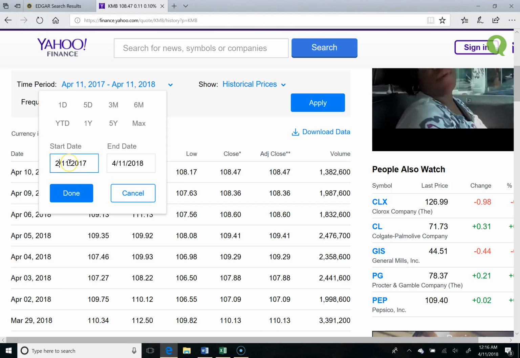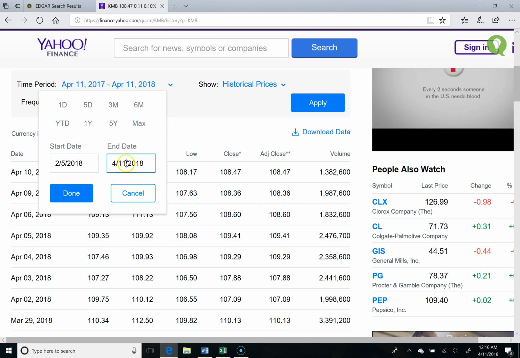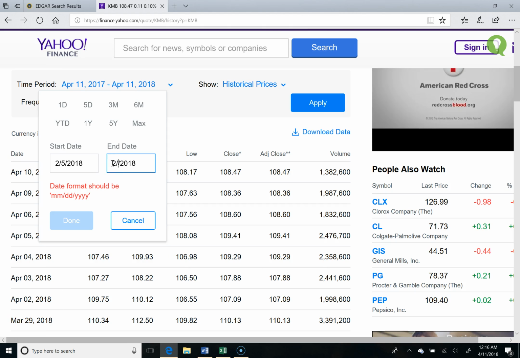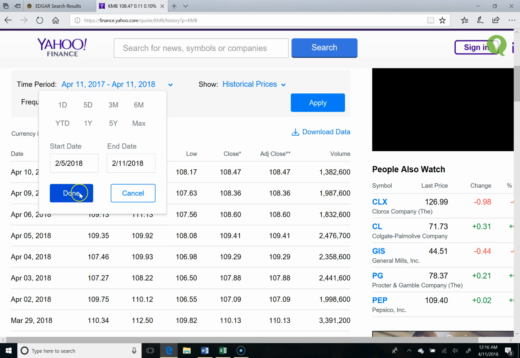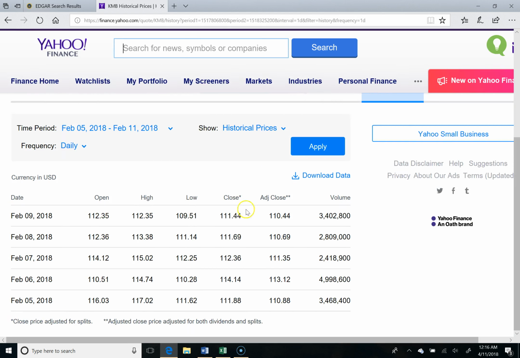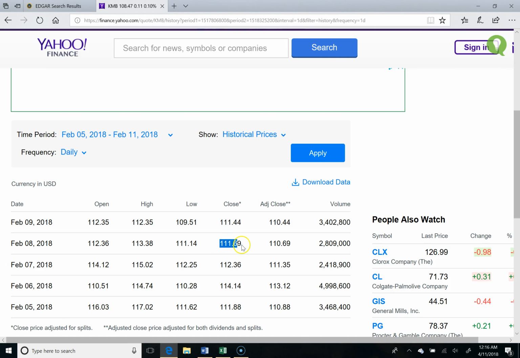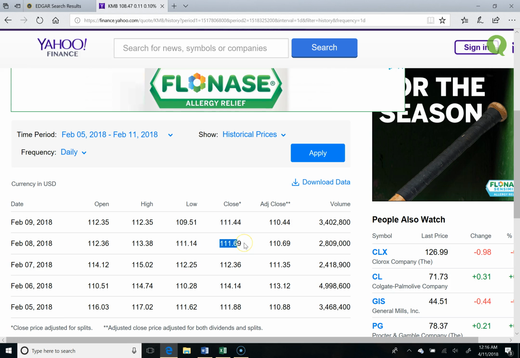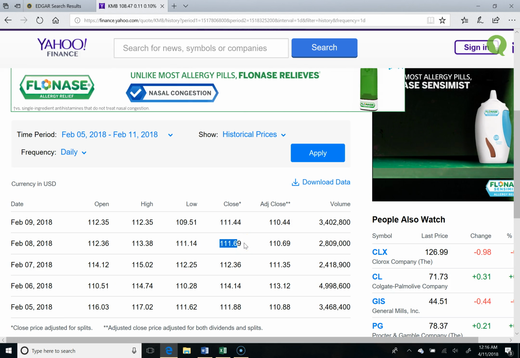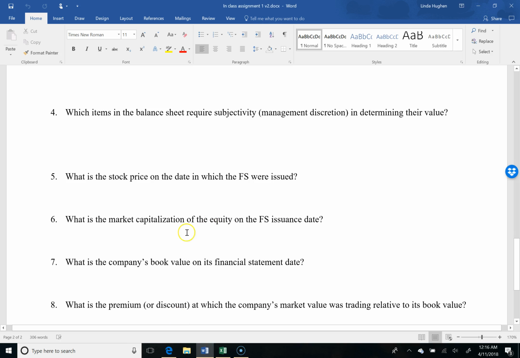Let's search for a few days here, maybe start with February 5th. And go a few days after, just in case February 8th was a weekend. Looking for the closing price on February 8th, and I see that indeed it was a trading day. The closing price was $111.69. Question 6 asks, what is the market cap of the equity? Market cap is nothing more than stock price times number of shares outstanding. I'm going to hold off on that for just a minute and jump down to question 7.